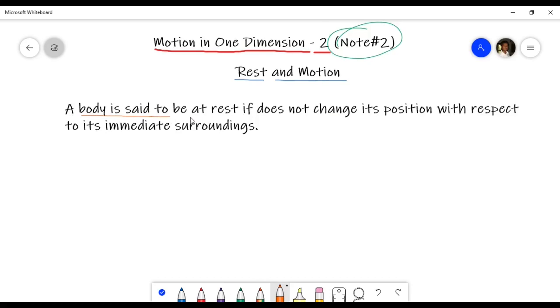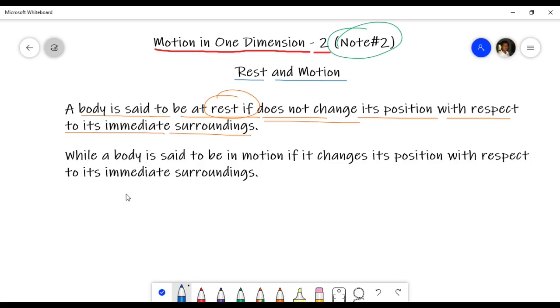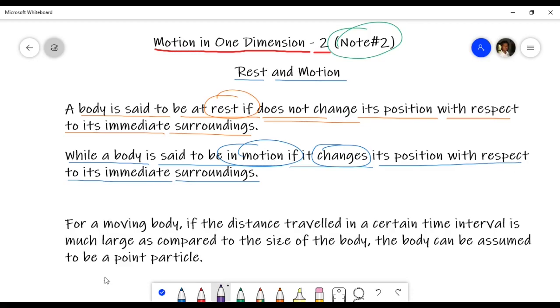A body is said to be at rest if it does not change its position with respect to its immediate surroundings. I hope you understand this, right? And a body is said to be in motion if it changes its position with respect to its immediate surroundings, right? So this is the difference between the body which is said to be at rest and the body which is said to be in motion.